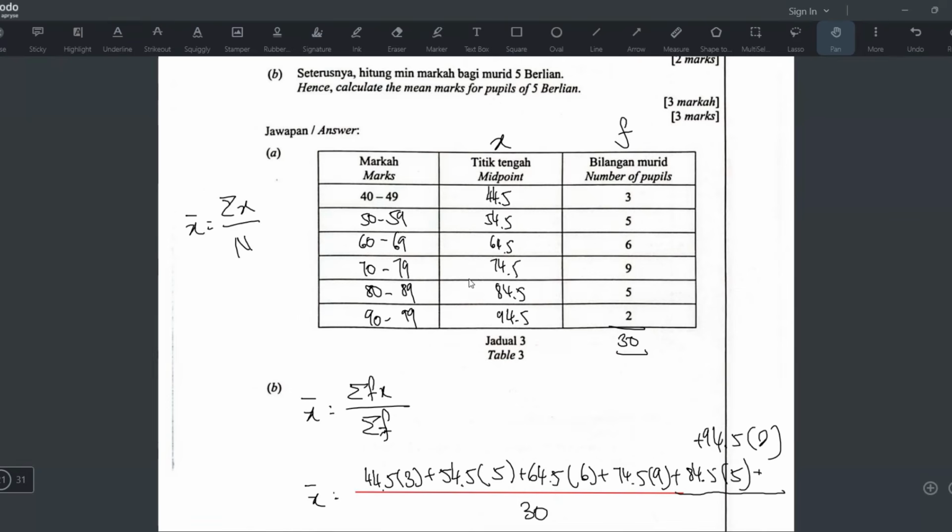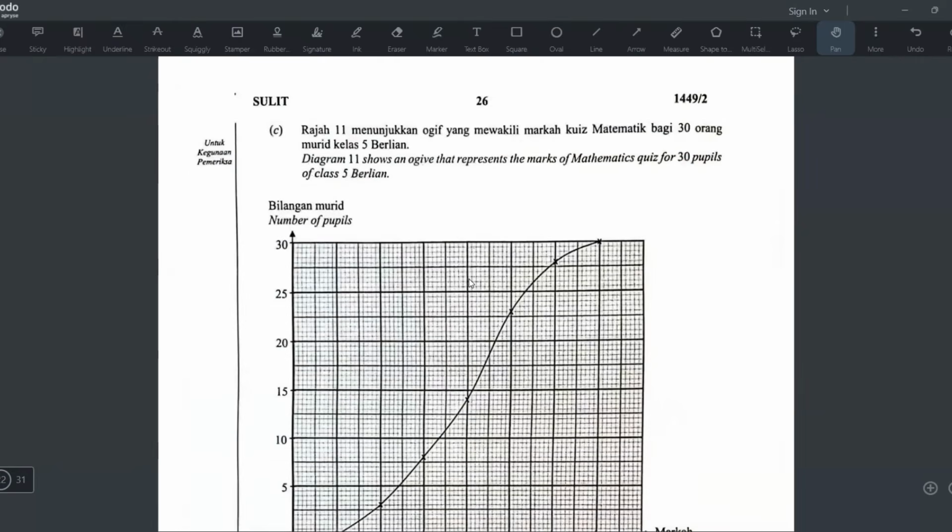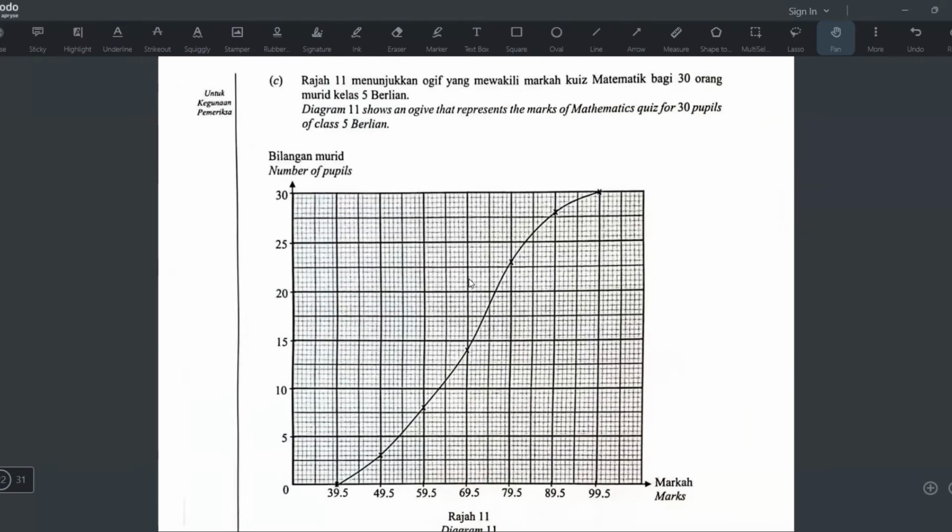But for this question, in this state they actually draw the whole OGIF out for us already. Then surely they will ask us to do something. And for questions that give an OGIF, usually they will ask you to find the Q1, Q2, Q3. That's what they like to ask in the exam. They give the OGIF, they will ask you to find Q1, Q2, Q3 from the OGIF. Alright, so diagram 11 shows an OGIF that represents the marks, right?